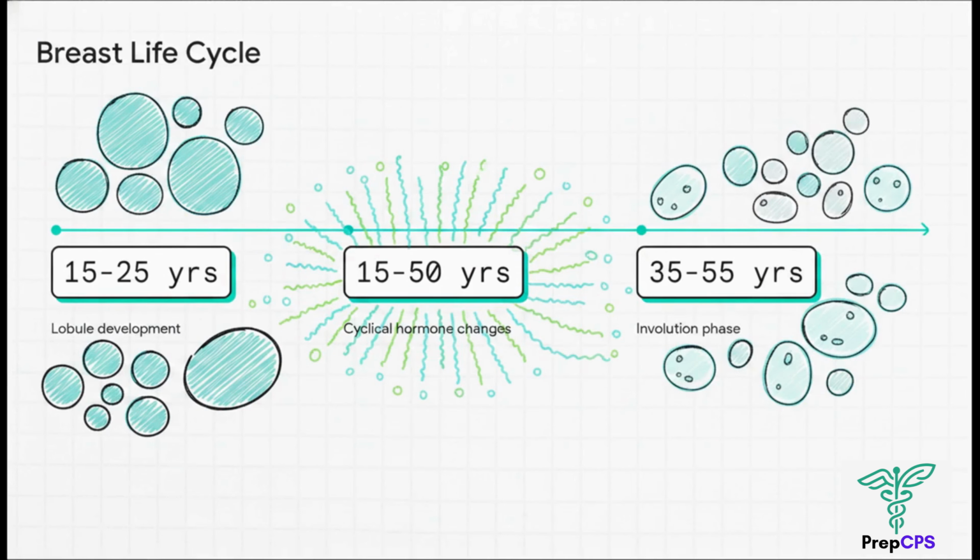You can actually map these normal aberrations right across a woman's lifespan. From age 15 to 25, those breast lobules we talked about earlier are actively developing. A slight hiccup or aberration in this phase can lead to a solid, totally benign lump called a fibroadenoma. From roughly 15 all the way to 50, cyclical hormone changes happen every month, which can cause breast pain and temporary nodularity. And then, from age 35 to 55, the breast tissue gradually begins to undergo involution, which essentially means it's naturally shrinking back. An aberration during this phase is what often leads to the formation of those fluid-filled cysts.